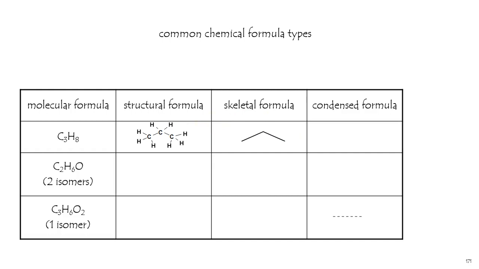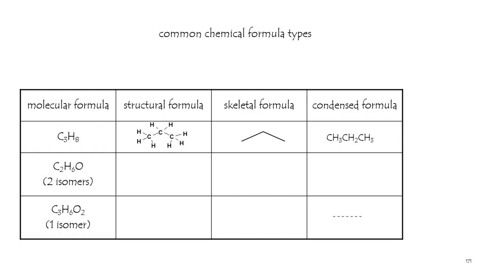If you're typing it out, it's helpful to know how to do a condensed formula, which just writes it out from left to right in order for each group. CH3, CH2, CH3. Let's do the same thing for this molecular formula, which is C2H6O.